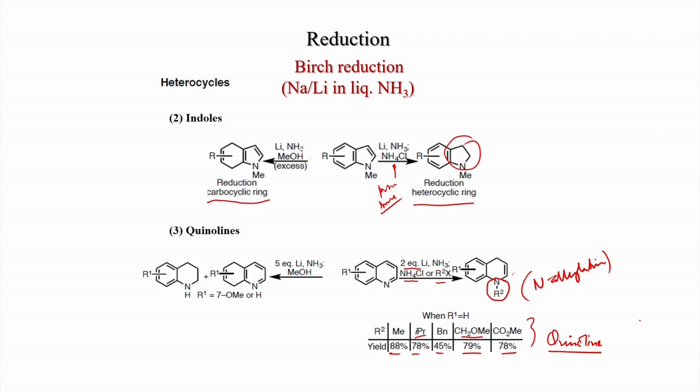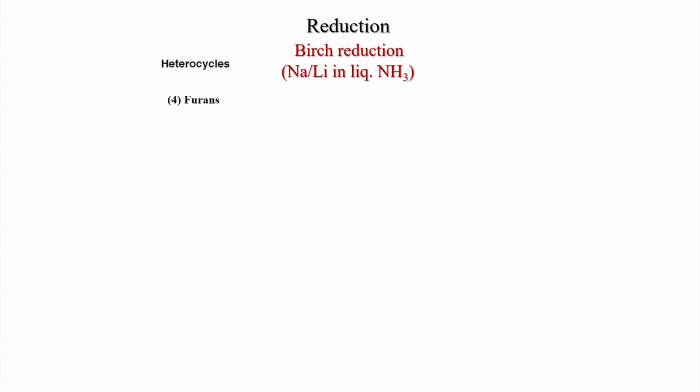Now, if you increase the amount of lithium, what will happen? 5 equivalents of lithium, ammonia and methanol as the proton source. Now, you get a mixture of products. In one case, the heterocyclic group is completely reduced, and in another case the benzene group is partially reduced, giving the cyclohexene. So, here if R1 is equal to 7-methoxy or hydrogen, you can get these kinds of products.